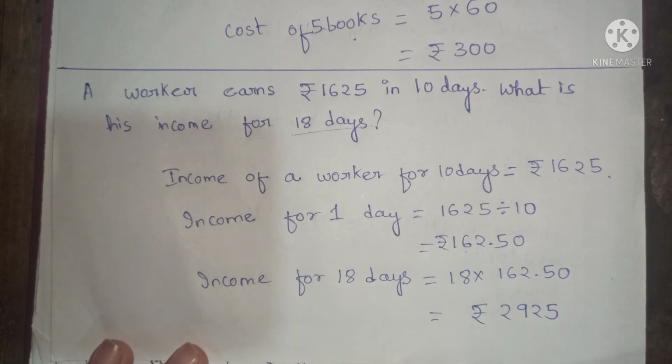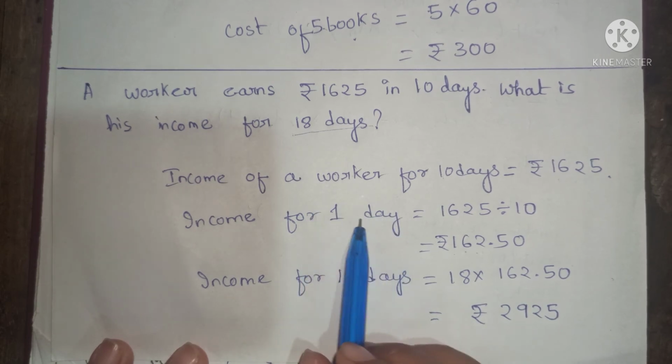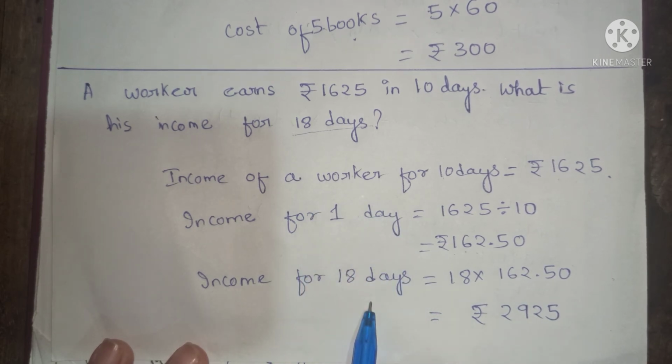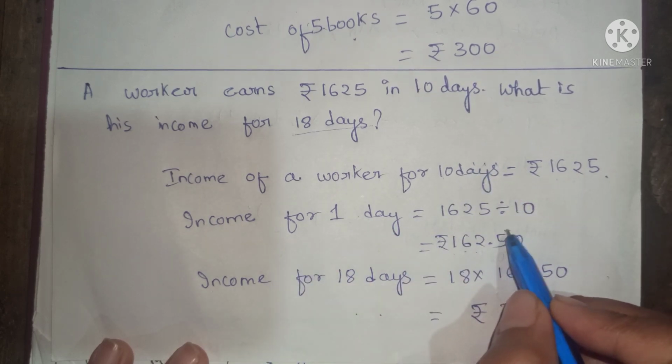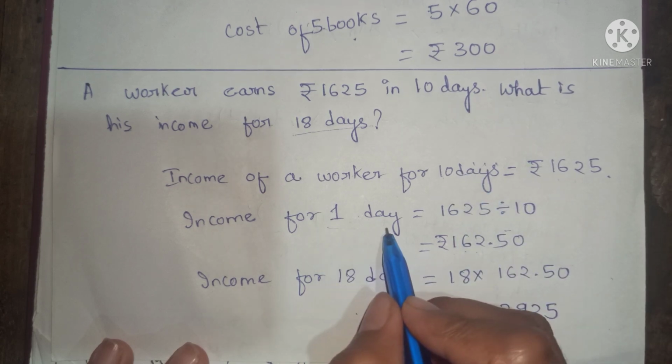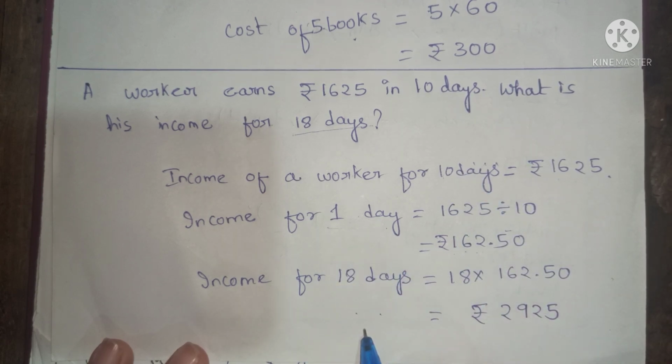This video is for the unitary method. So let us focus on the unitary method. What is the unitary method? I hope you all understood that the unitary method is finding for one, which helps us to find for the more numbers. We cannot directly go from 10 to 18 or 10 to 12 or 10 to 6. This is a bridge between these two. We have to find for one, then only we can find for 18 here.